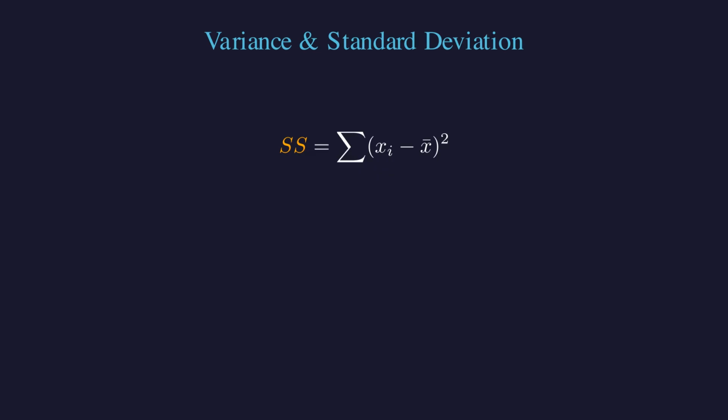Instead, we square each deviation to get the sum of squares, or SS. We then divide SS by n-1 to get the sample variance, S squared. Taking the square root gives us the sample standard deviation, S.